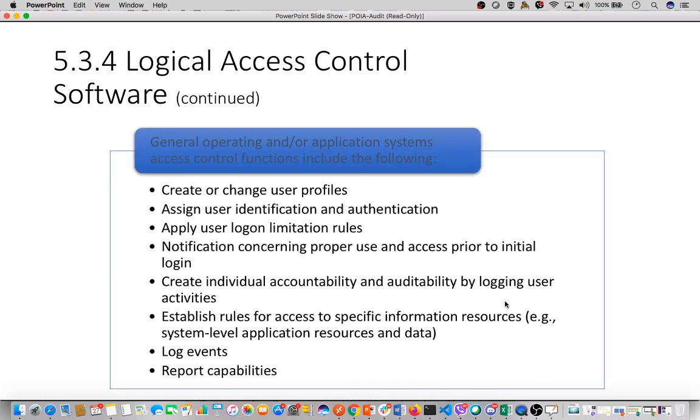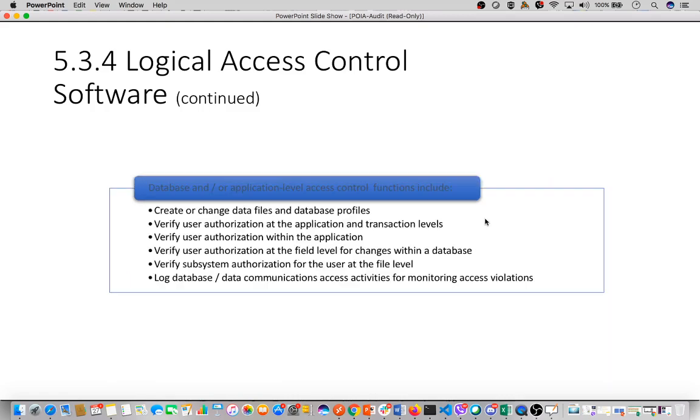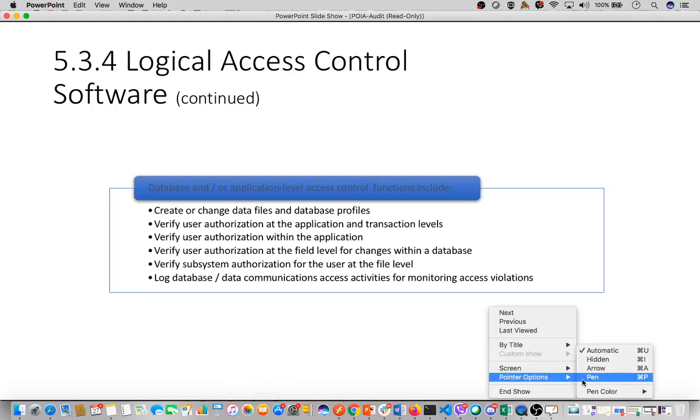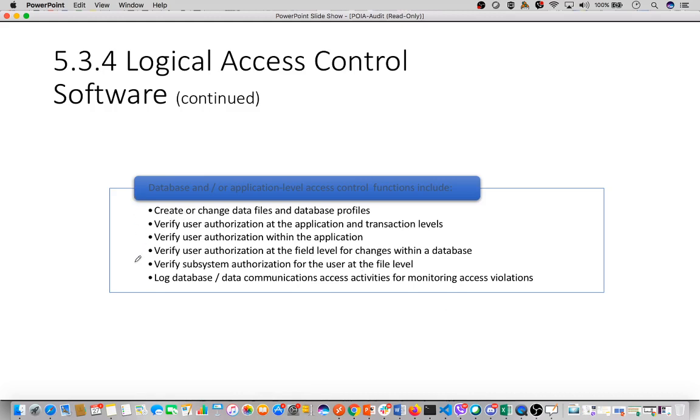All right, so logical access software, control software. At the general operating system and application level, there are many different types of software available. When you use software, you have to create user profiles, assign user identification, apply credentials, and log events. If you think about a router that is allowing communication to the organization, you have to do all these settings. Then you are supposed to do the logical access control in multiple layers: at the network layer, operating system layer, and also the database and application layer.